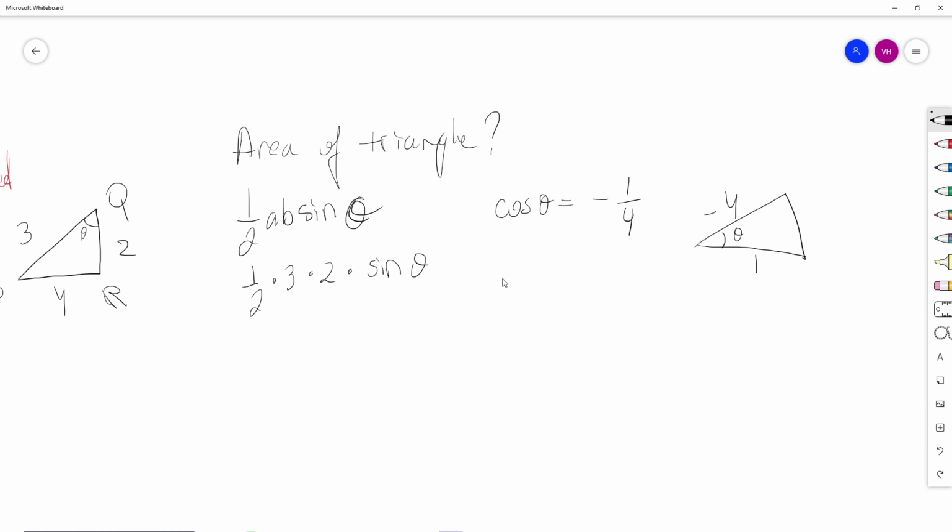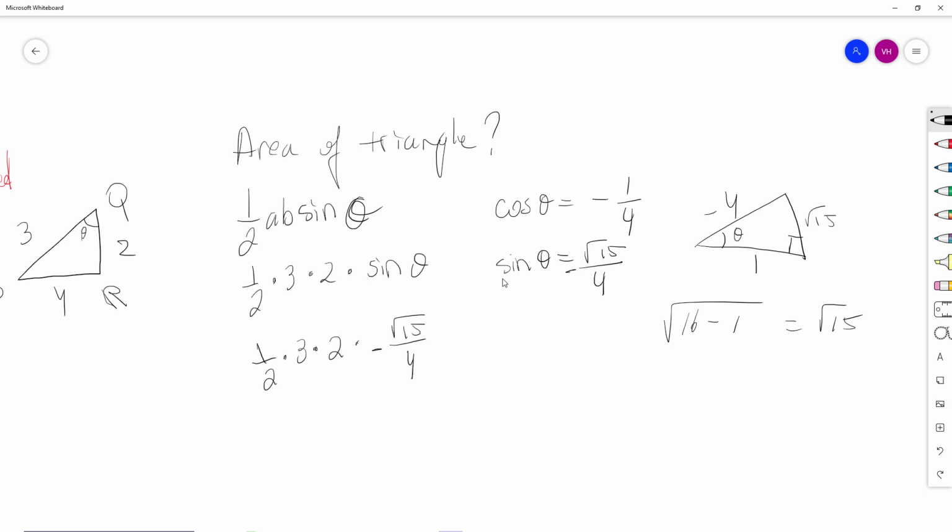But if we have these two, and we know that this is a right angle, then we can use the Pythagorean theorem in order to find this side, and that would be the square root of 16 minus 1, which gives us root 15. And with that we can find sine theta, which would be root 15 over 4. And let's put that in, and so we get 1/2 times 3 times 2 times root 15 over 4, which is negative.